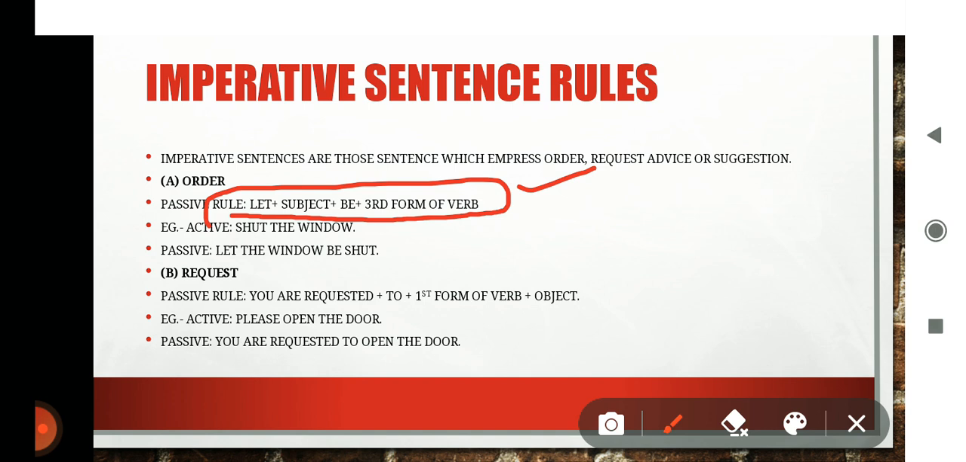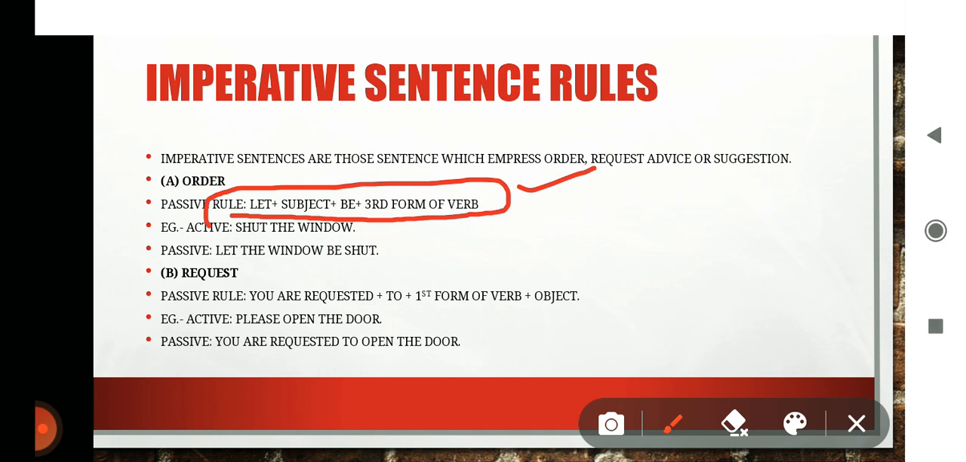अगर किसी ने आपको command दिया, if anybody has given you the command to shut the window, at that time you will be confused, you'll get perplexed that how this sentence will be converted from active to passive, because here object is there but the subject is missing here. Shut the window, it's a kind of phrase but it's an order. So how to convert an order from active to passive, let's know.